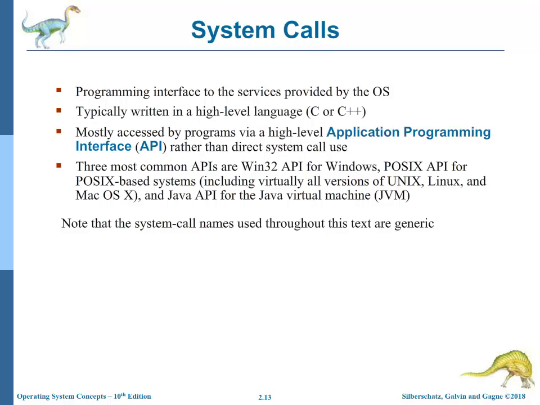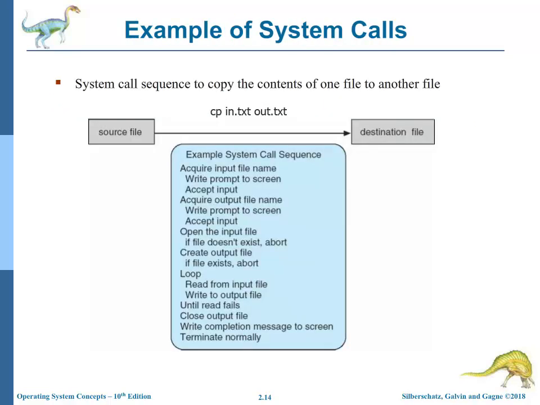It provides an interface between a process and the operating system to allow user-level processes to request services of the operating system. The three most common APIs are the Windows 32 API for Windows, the POSIX API for Unix, Linux, and Macs, and the Java API for the Java Virtual Machine, JVM. Let's take a look at a system call to copy the contents of one file to another file.